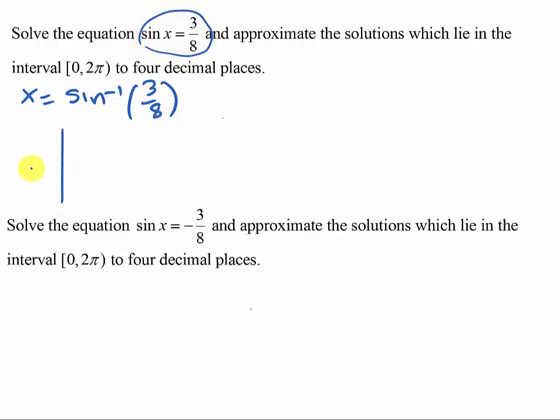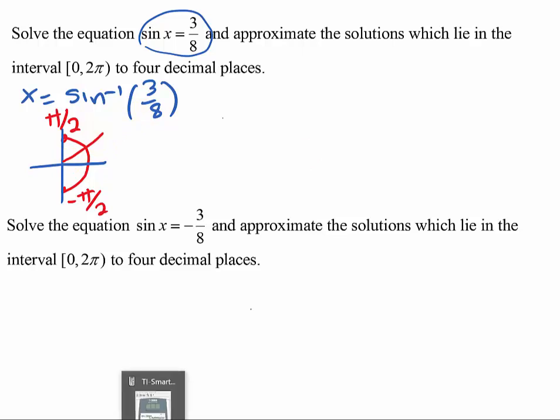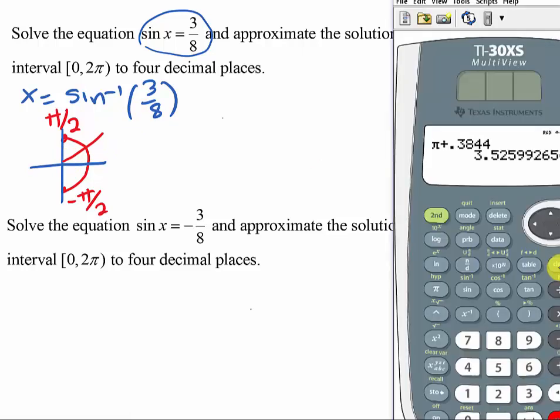So let's just make a sketch, and remember that when we do inverse sine, our calculator is going to give us angles from negative pi halves to pi halves. And since this sine value, 3/8, is positive, we know we're going to get a solution somewhere in quadrant 1. So let's take the calculator and go ahead and get that.